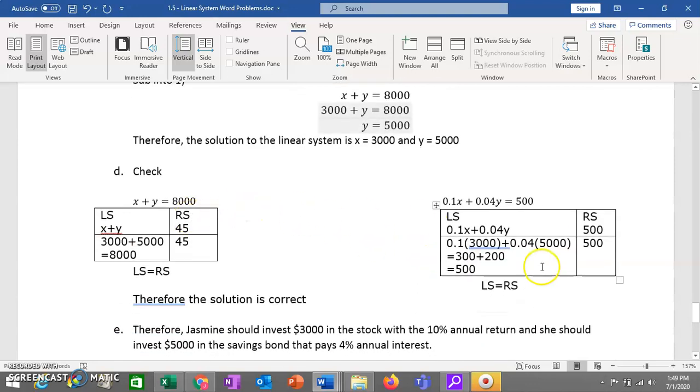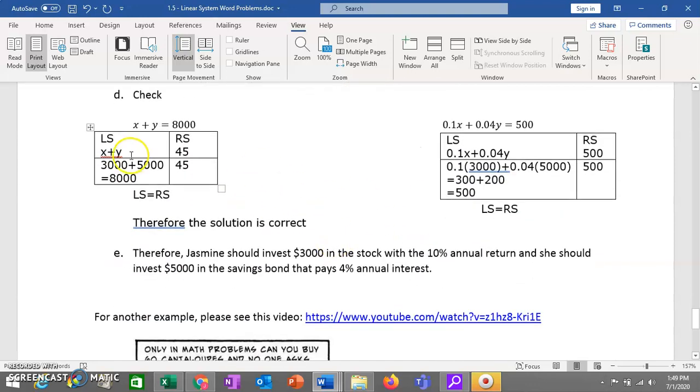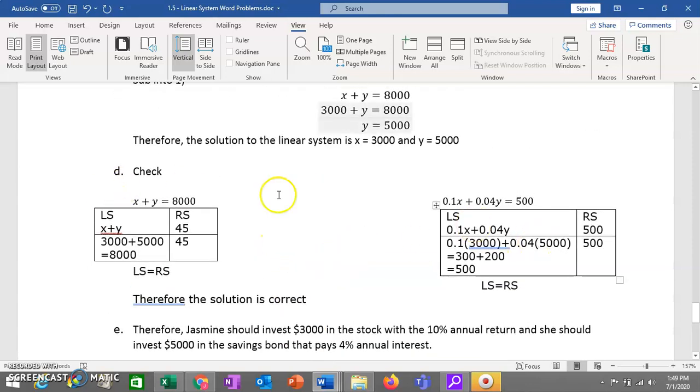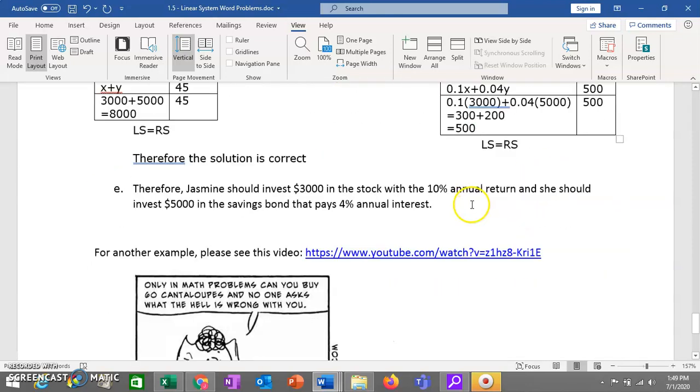Okay, check. Looks much the same. So I'm not really going to go over that. You can look at that. And then we need a therefore statement. So therefore, she should invest $3,000 in the stock with a 10% annual return, and she should invest $5,000 in the savings bond that pays 4% annual interest. So then if you add those two up together, you have $8,000 that she's investing. And again, you can check it works for this equation as well.